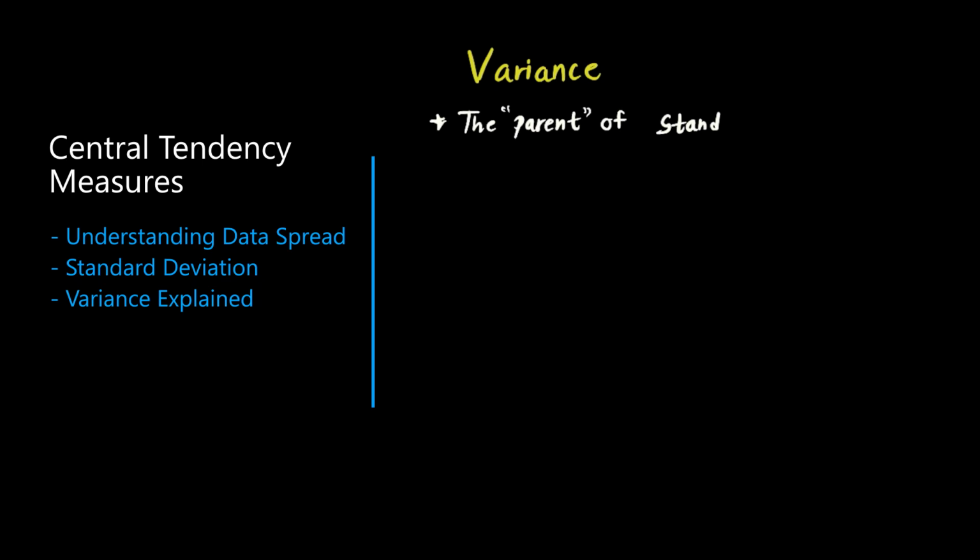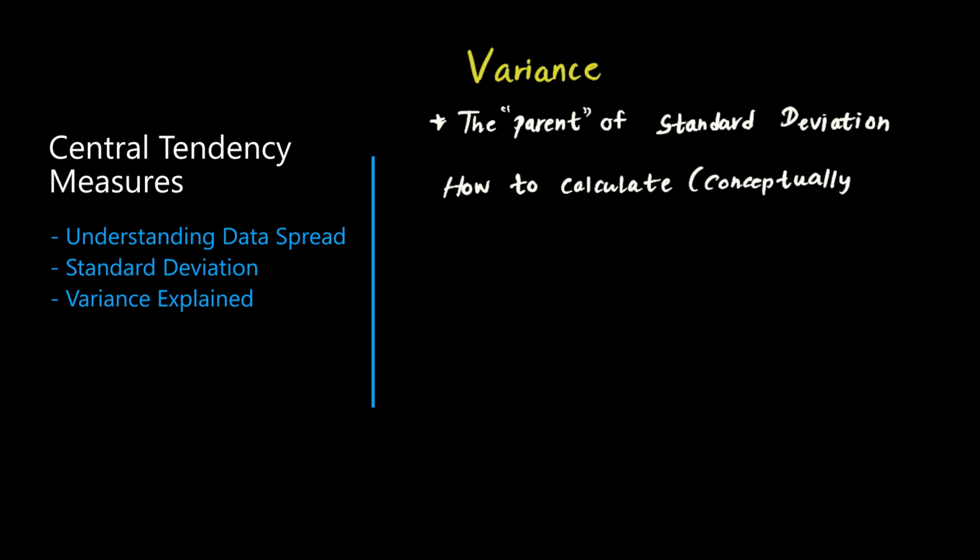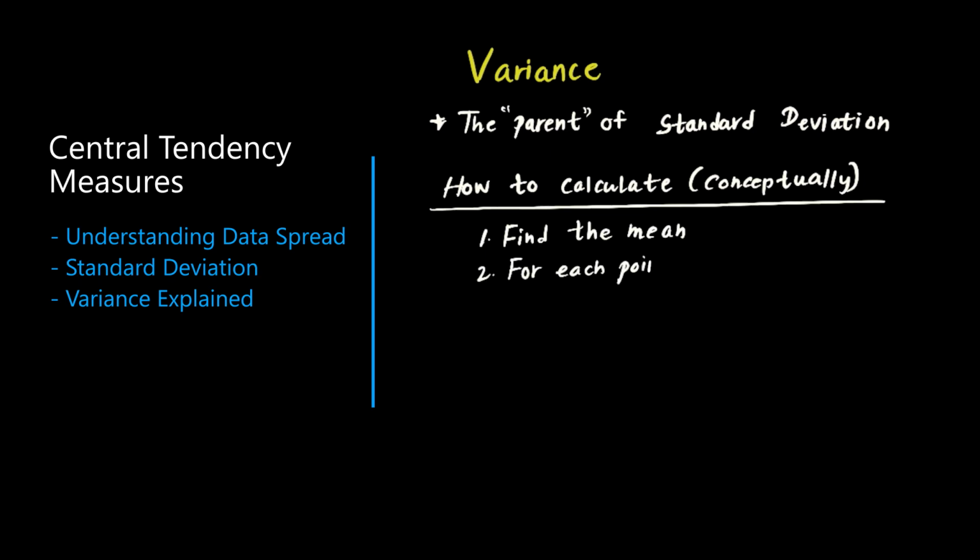To really understand standard deviation, we have to quickly talk about its parent, the variance. The variance is actually the first thing we calculate. To find it, you first find the mean of your data. Then for every single data point, you find the difference between it and the mean, and you square that difference. You do this for all the points, and then you find the average of all those squared differences. That's the variance.